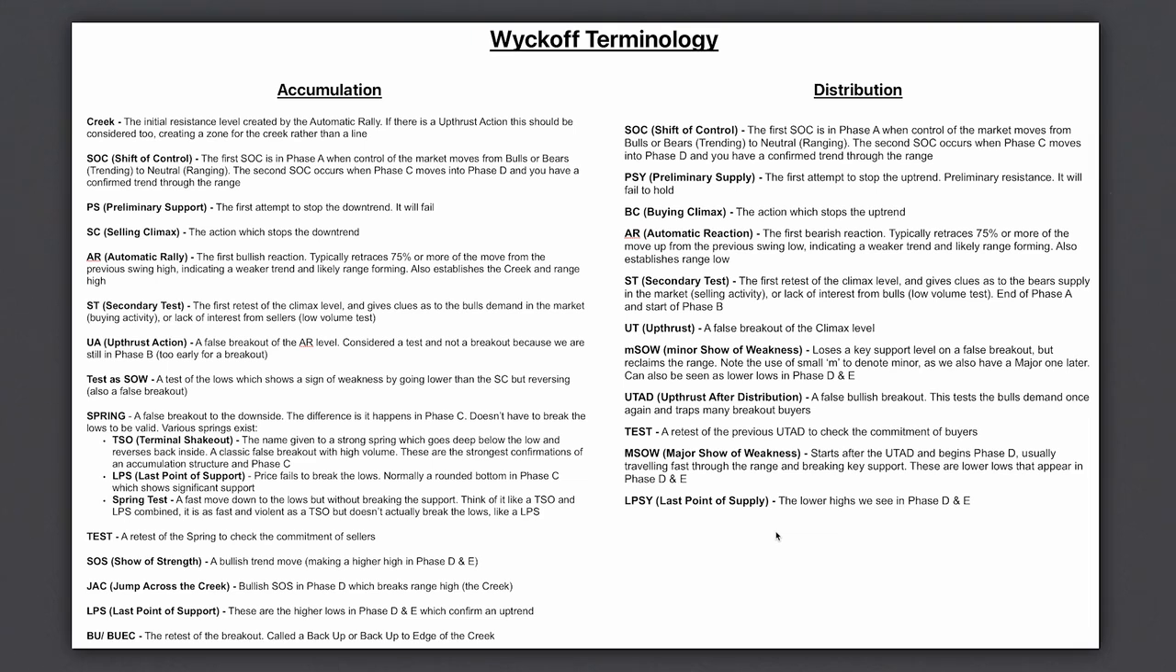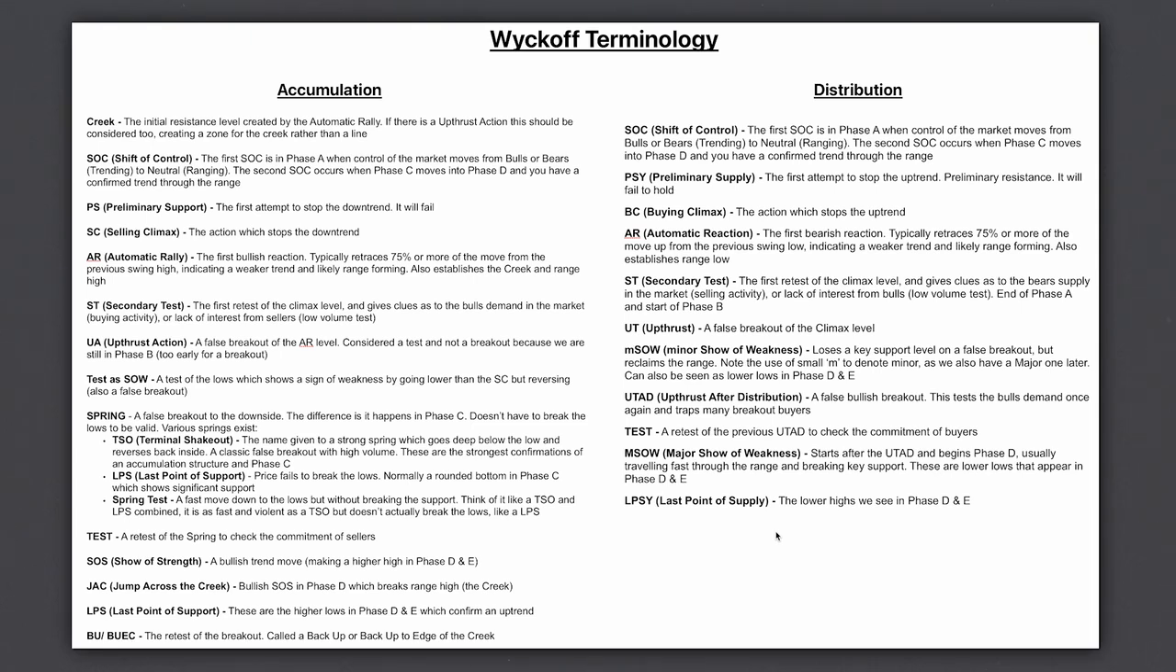You then have secondary test. That is basically where the bulls try to push price higher and they fail to do so. Upthrust, much like the test and the spring phase, is a false breakout of the climax level. But what makes it different to a spring and what makes it different to a UTAD, which we'll talk about in a moment, is the upthrust comes in phase B. So it's too early for a breakout.